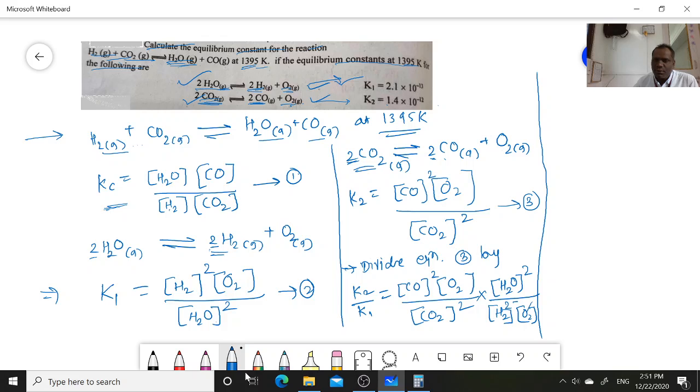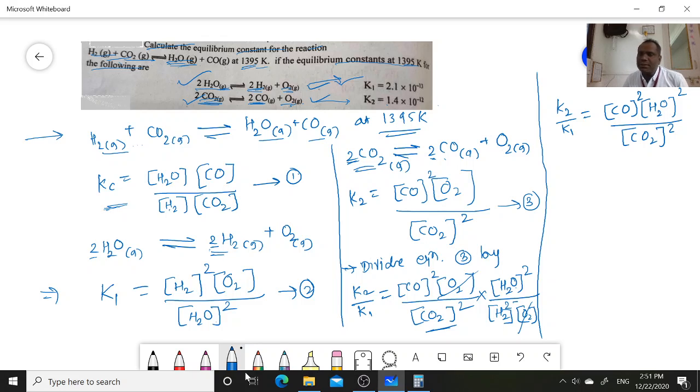Now similar terms will get cancelled. So this O2 and this O2 will get cancelled, right? CO2 square is there, CO square is there. So let's rewrite this K2 divided by K1. K2 divided by K1 is equal to what is remaining? CO square into H2O square divided by CO2 square.